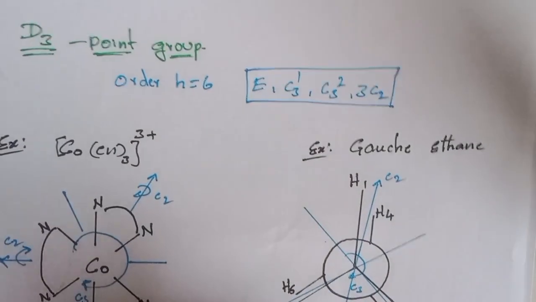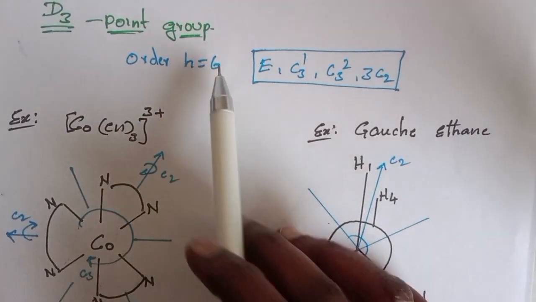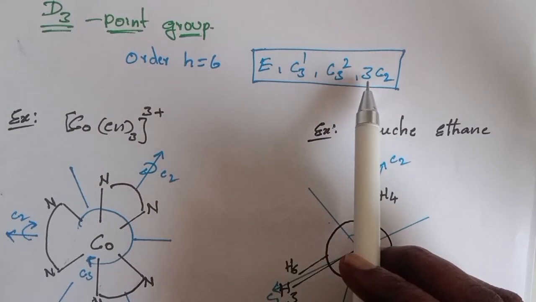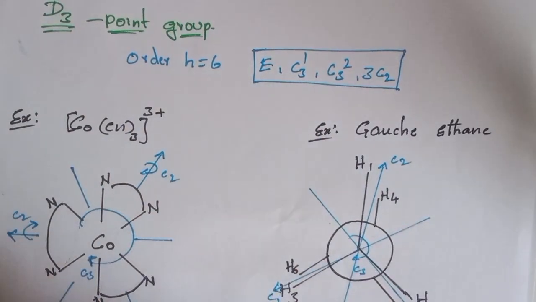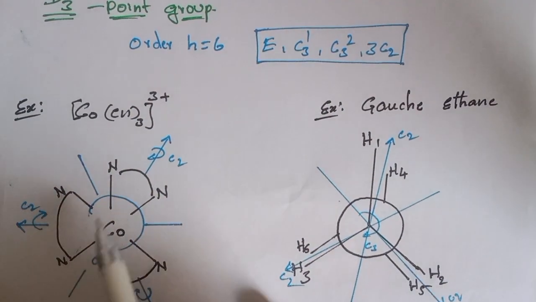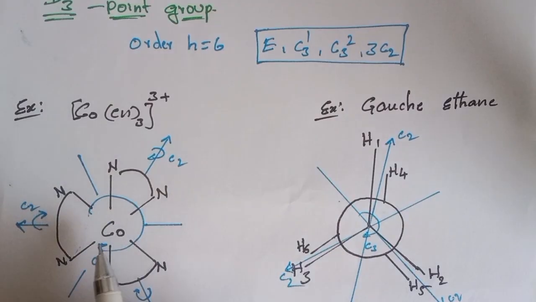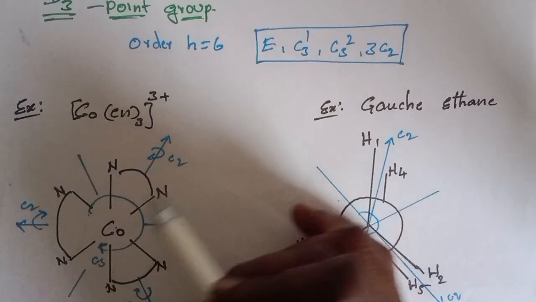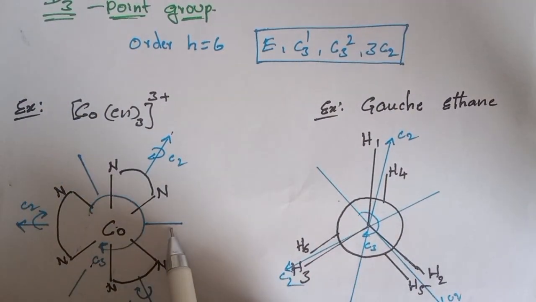Next point group is D3. For the D3 point group, the order is 6 and the existing symmetry elements are E, C3¹, C3², followed by 3 C2s which are perpendicular to this C3. An example is the tris-ethylenediamine cobalt complex. So 3 ethylenediamine groups form 3 rings around the metal ion like this. C3 is the principal axis of symmetry and through each ring 1 C2 is possible. So with 3 rings, 3 C2s are possible.